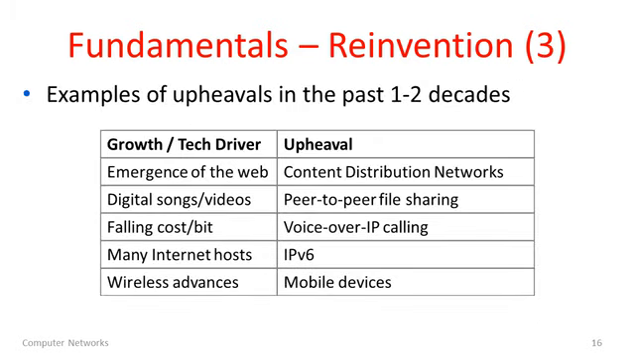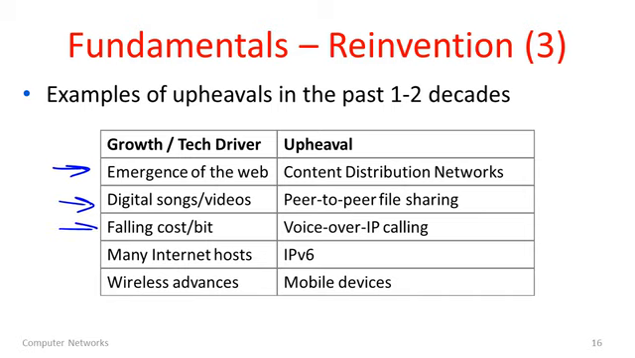But more than that, we've also seen many upheavals in the internet over this period. And I've listed here just some of the growth and technology drivers which are causing those upheavals. You can see, for instance, when the web emerged, this led to the creation of what are called content distribution networks to satisfy the enormous demand for getting the same web pages to many different people. As the content of the network changed and we shifted to digital songs and videos, there was an upheaval in which we shifted to and explored different peer-to-peer methods for sharing files.